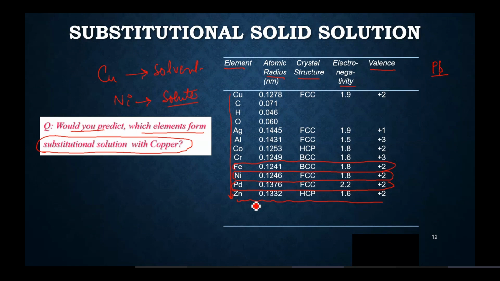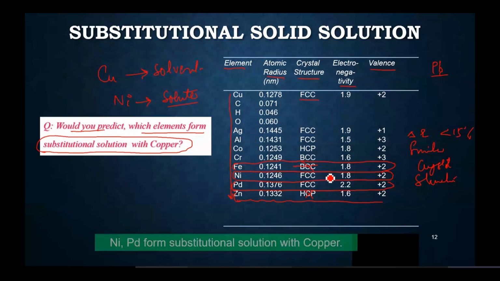No, sir. Their crystal structure is different, isn't it. Very good. So the first thing is that the atomic radius difference should be less than 15%. The second thing is similar crystal structure. Copper is FCC. Iron is BCC. So no. Zinc is HCP. So no. All right. So the probability of forming substitutional solid solution with copper would be highest for nickel and then platinum, because the crystal structure is the same, atomic radius difference is less than 15%, valency is the same, and electronegativity in the case of nickel is much closer, while platinum is not very far away.